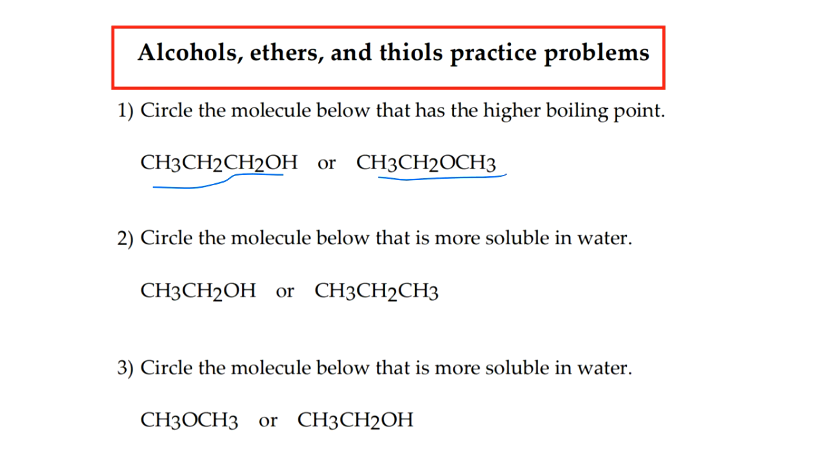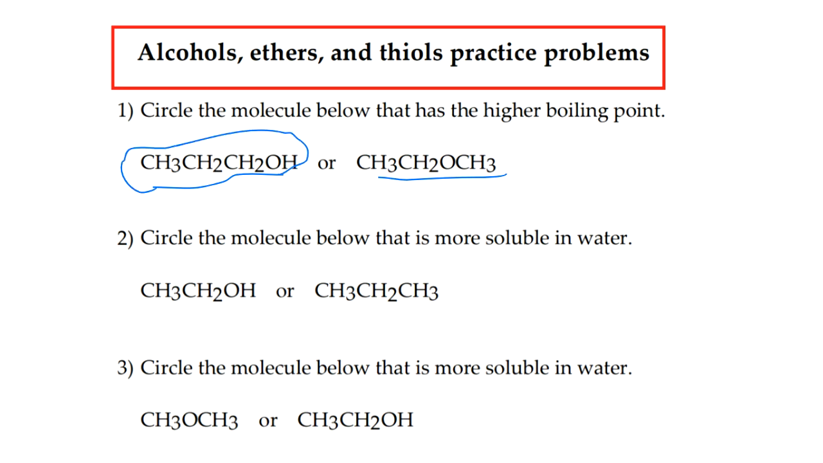Now, if he provided two structures asking about boiling point, they should be of comparable size. What I mean by comparable size is that they have almost the same molecular weight, the same number of carbon, the same number of hydrogen, the same number of oxygen. Okay, first one is alcohol, second one is ether. Always alcohol has a higher boiling point than ether.